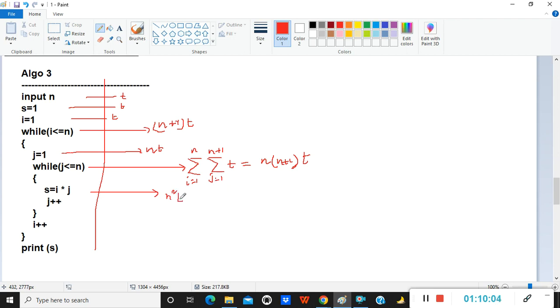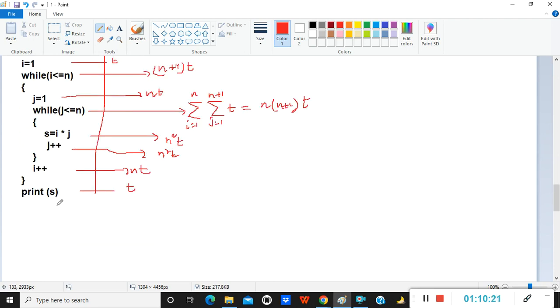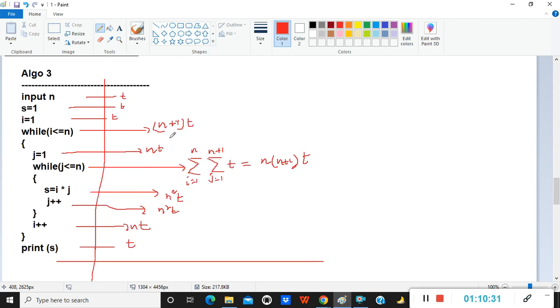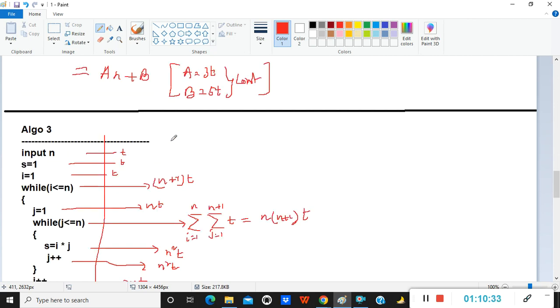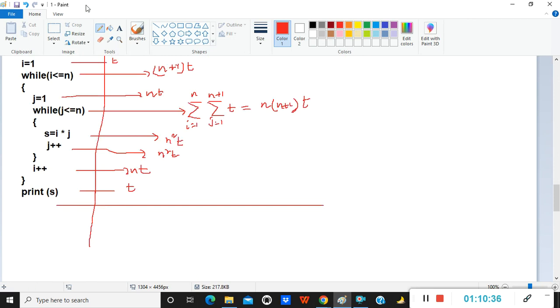That means n square t, and this will also be n square t. This will be nt, this will be t, and this will be t. So what will be the total time? You do not need to calculate all those terms, but you can easily guess that it will have something like n square. So we will write the thing in this way.